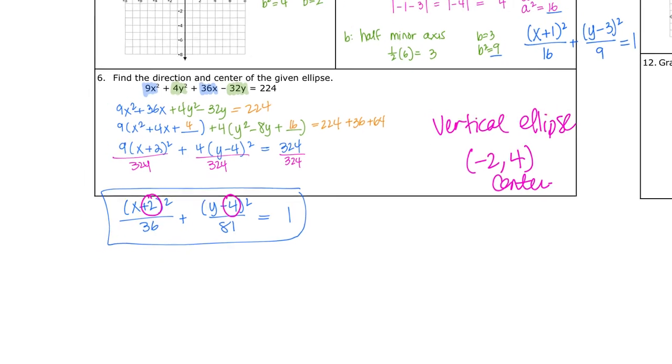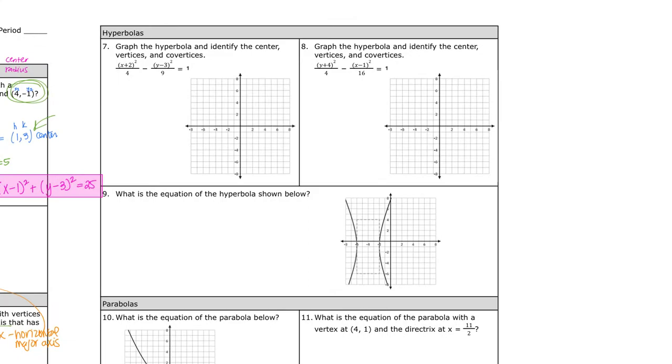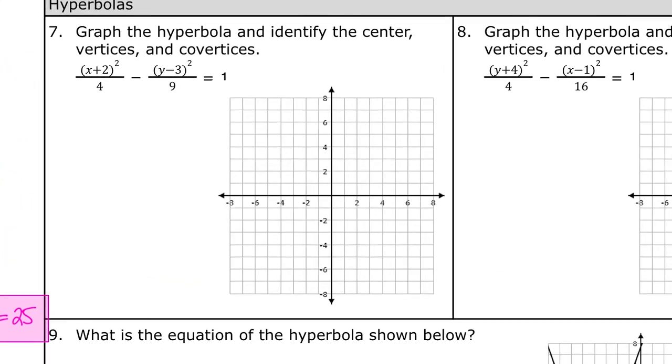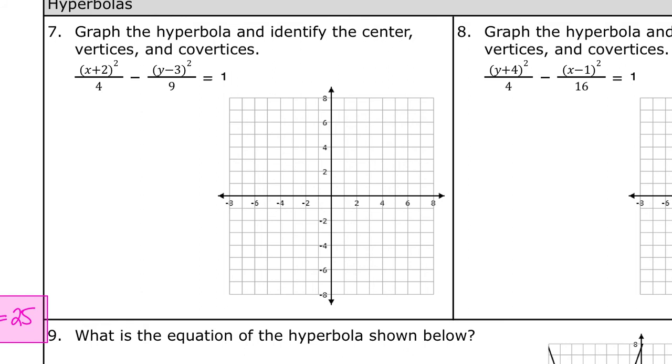Now let's move on to our next shape, which is hyperbolas. This one says graph the hyperbola and identify the center, vertices, and co-vertices. So with ellipse, we would look at the denominator and that would tell us which direction it was going in, whichever number was bigger. For hyperbola, that rule does not apply anymore. So it doesn't matter which denominator is bigger. What you're looking for is what letter they used first. So between x and y, they used x first. So that means that this is going to be a horizontal hyperbola.